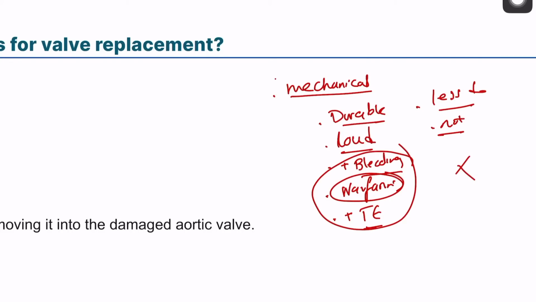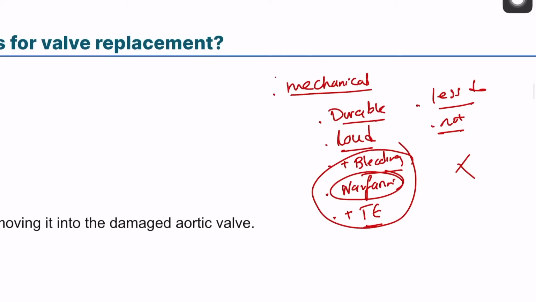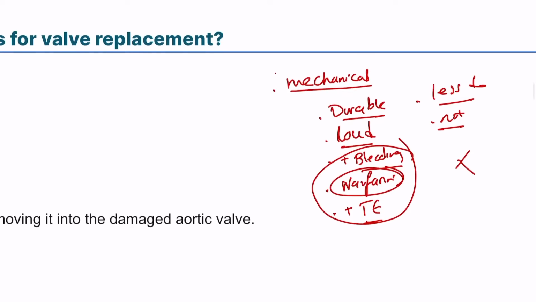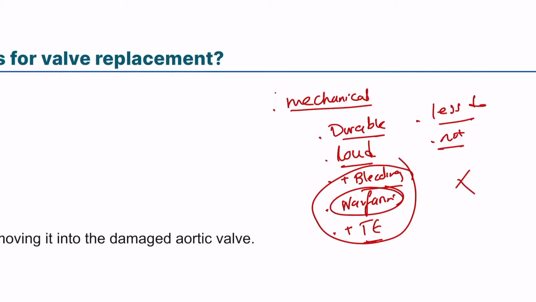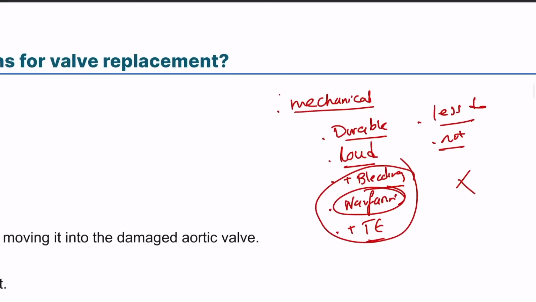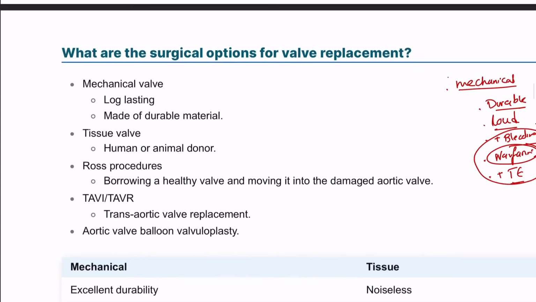Okay. However, the risks and benefits need to be established based on the patient condition and the patient age as well. So, for example, if you have a very young patient, you will probably need something that will last longer and decrease the risk of having another surgery. So, a mechanical valve could be a better option. However, the tissue valve can be better for an older patient.